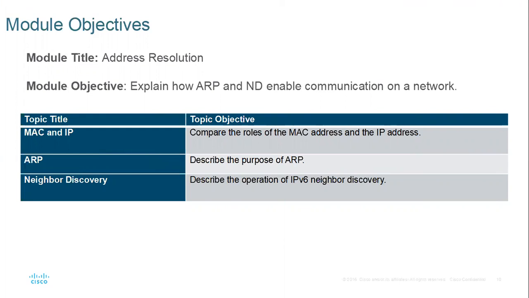Now, in this module, the objective is that we want to explain how ARP and ND enable communications on the network. We look at the MAC and the IP. We look at ARP. We look at neighbor discovery. When we say neighbor discovery, we're trying to discover the routers and switches and the PCs and whatever around us. So that's sort of our neighbors. We have to discover them. We have to understand what their IP addresses are.